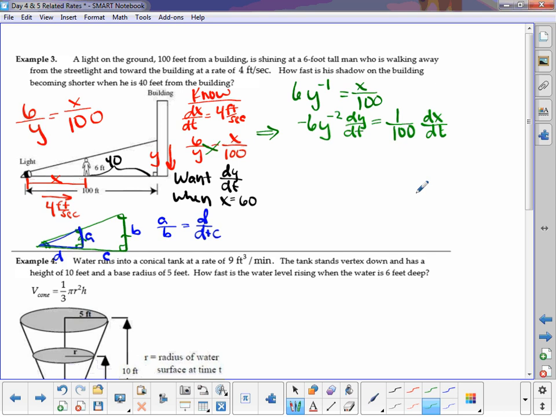6 over y is the same thing as 6 times y to the negative first. So I brought it up just to make it easier.